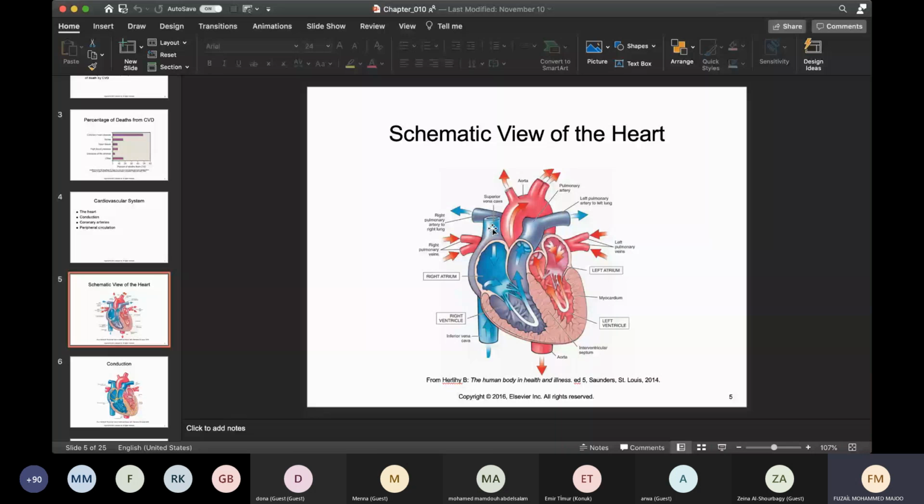So you have valves over here. On this pulmonary trunk and on the aorta, there are valves. This valve is called the pulmonary semilunar valve, and this is called the aortic semilunar valve. Pulmonary semilunar valve. All right, so be sure you know and understand this very well.